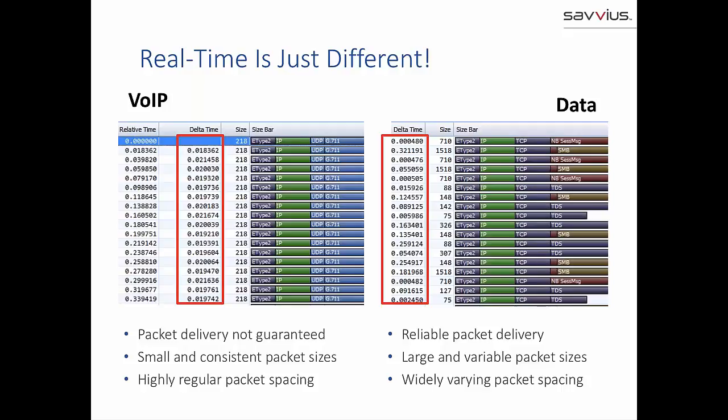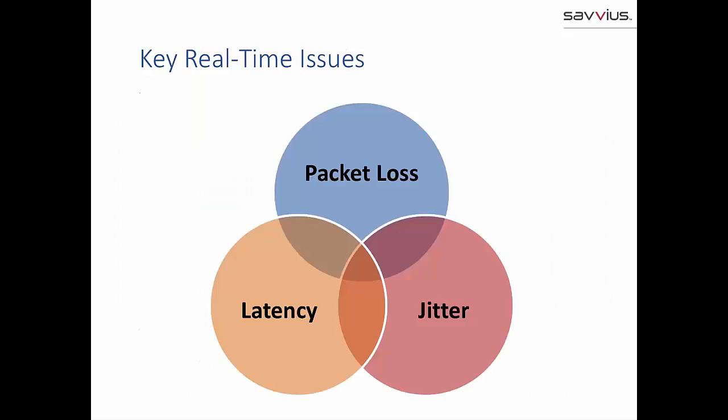We're 321 milliseconds for the first one, and then 500 microseconds for the next one, and then 50 milliseconds, 55 milliseconds. It jumps all over the place. Another key difference between VoIP and data. So hopefully that gives you, at least from a packet perspective, a good feel there.